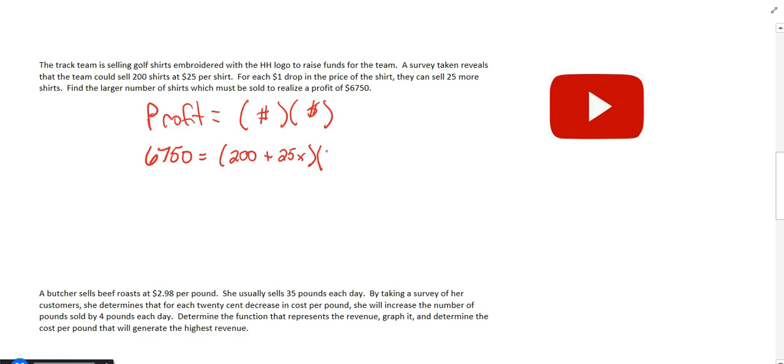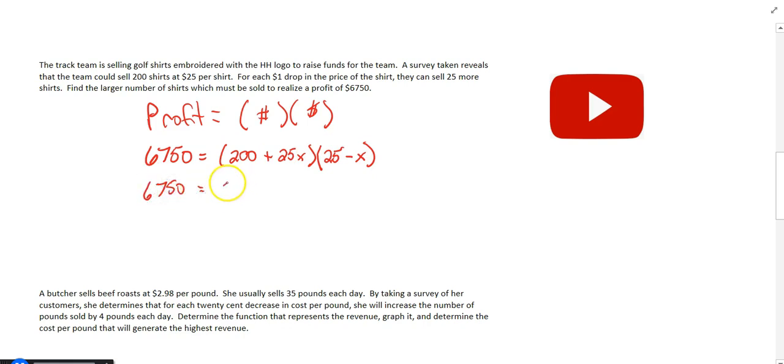For money, they know they can start with $25 and then they can subtract $1. Every time they subtract $1, they add on 25 shirts. So see what I'm doing here. I'm starting with their base, 200 shirts at $25. Every dollar they lower it, they can add 25. So this is our equation. So we need to solve this equation.